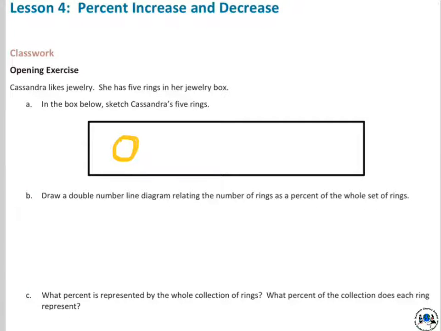If you want to pause right now and do this, be my guest. If not, just continue with me. You'll probably make much nicer rings than I am about to. Okay, so here are my rings. 1, 2, 3, 4, 5. Okay, 5 rings. There's Cassandra. She has 5 rings. Very dull looking except for one. Pretty nice diamond there, second from the left.